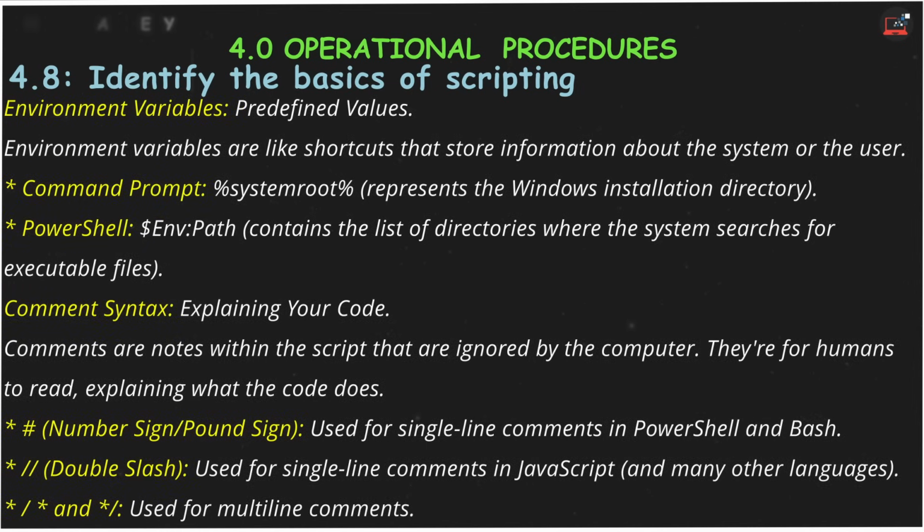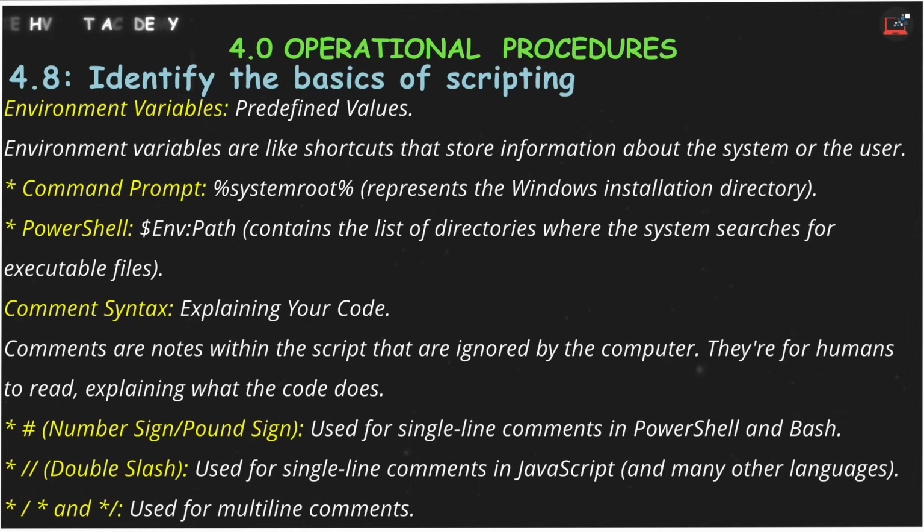Environment variables, predefined values. Environment variables are like shortcuts that store information about the system or the user. In Command Prompt, %SYSTEMROOT% represents the Windows installation directory. In PowerShell, $env:PATH contains the list of directories where the system searches for executable files.